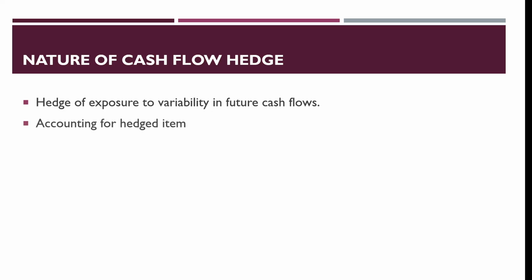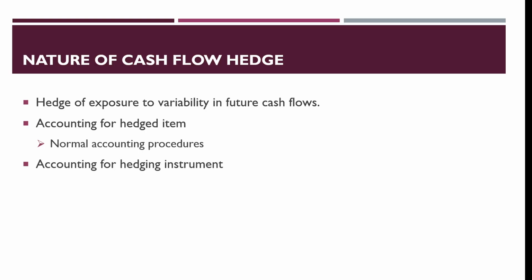Okay? Now, how do we account for the hedge item under cash flow hedge? By applying normal accounting procedures. When we say normal accounting procedures, we will just apply the accounting standard that deals specifically to the hedge item. For example, if the hedge item is an inventory, you will apply IAS 2. If the hedge item is an item of property, plant, and equipment, then you will apply IAS 16. So on and so forth.